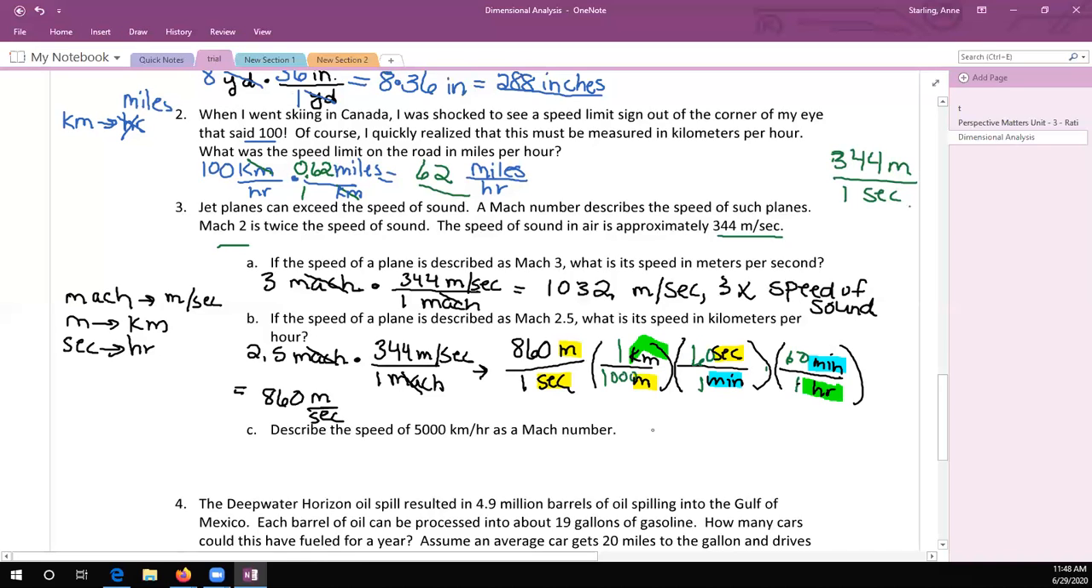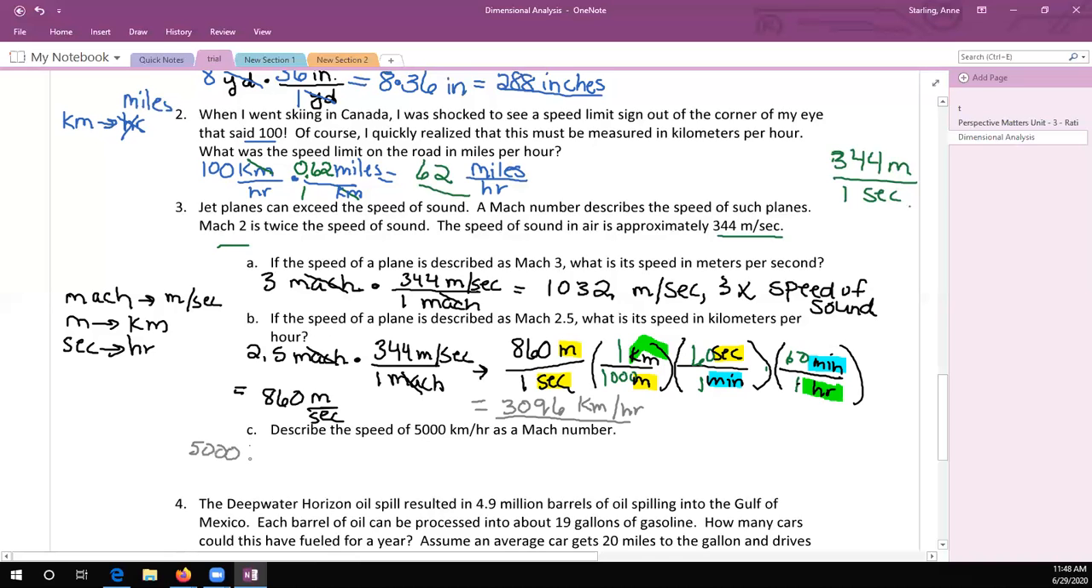So that gives me a final number of 3,096 kilometers per hour. Okay. And then to do C, you work your way backwards, the exact steps we did in B, just backwards.